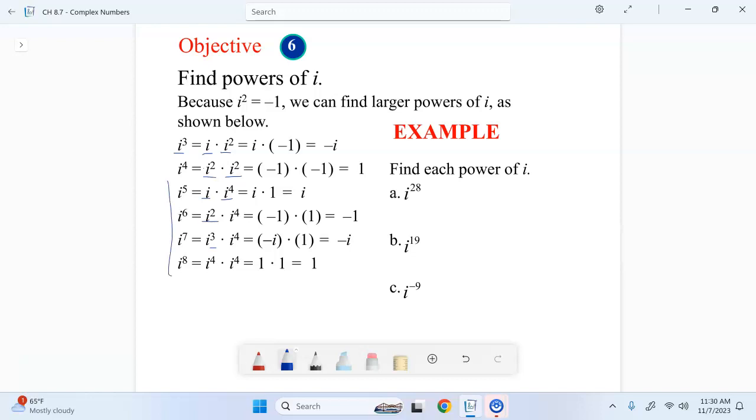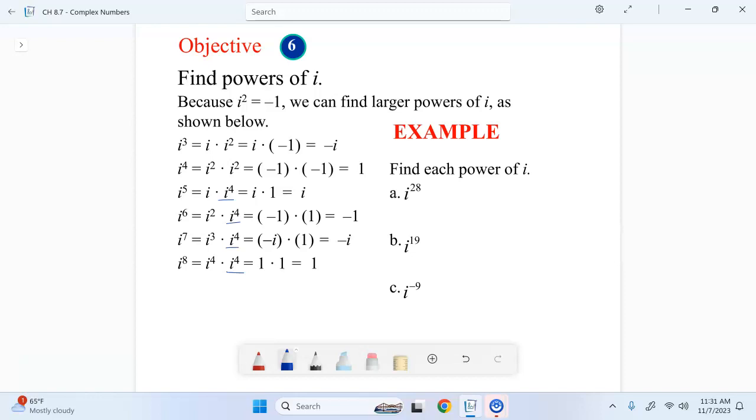And you'll notice here, all of these are being compared to i to the fourth. Because what we're doing is we're breaking it down and then just multiplying it by something that equals 1, which is kind of the easiest way to look at it. So there's a shortcut with evaluating higher powers of i. It's all based on how many times I can get i to the fourth inside my exponent.